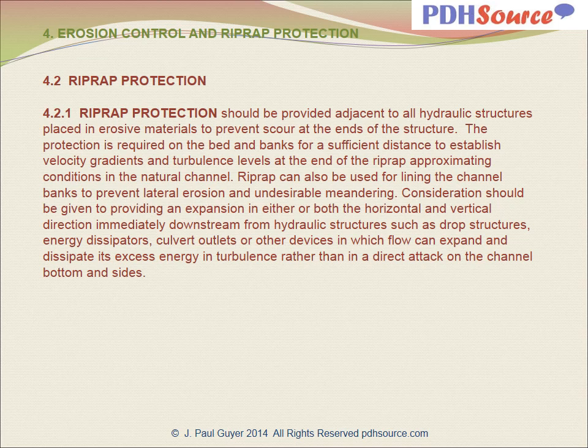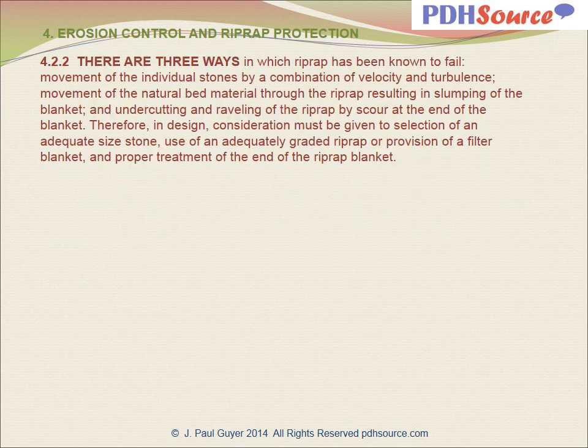Consideration should be given to providing an expansion in either or both the horizontal and vertical direction immediately downstream from hydraulic structures such as drop structures, energy dissipators, culvert outlets, or other devices in which flow can expand and dissipate its excess energy in turbulence rather than in a direct attack on the channel bottom and side.